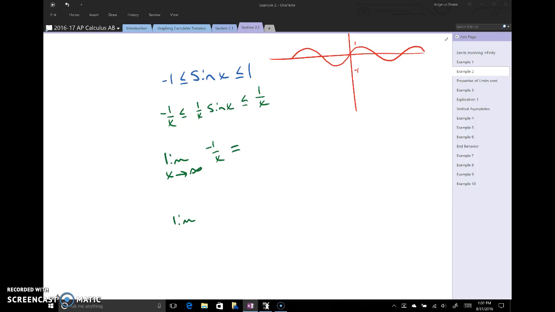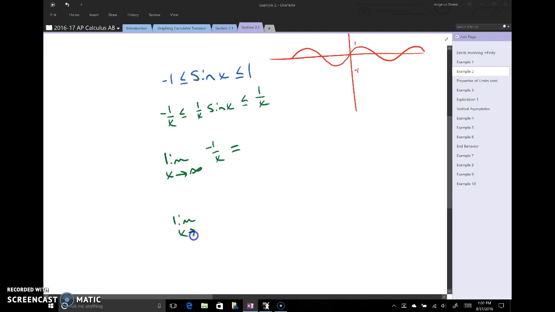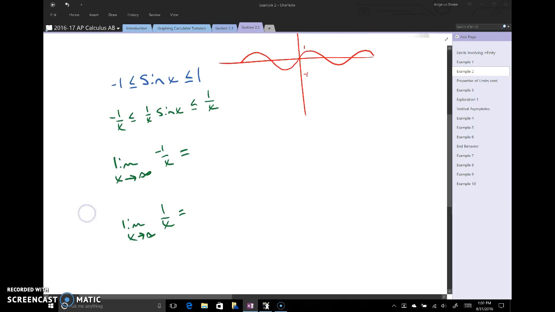So we've got the limit as x approaches infinity of -1 over x, and the limit as x approaches infinity of 1 over x. Now, there are a couple of limits that we need to know. So the limit as x approaches infinity of 1 over x is equal to 0. The limit as x approaches infinity of even something of a higher power, say 1 over x squared, is equal to 0.